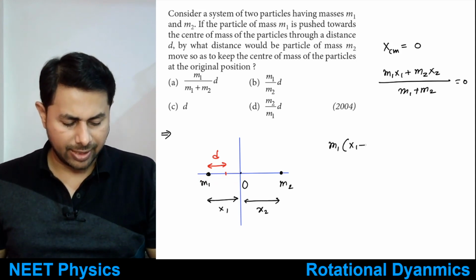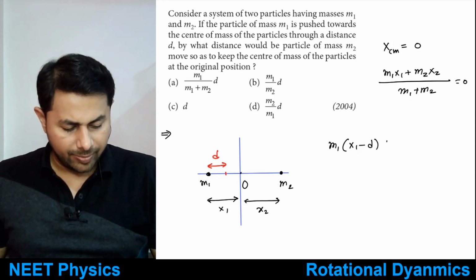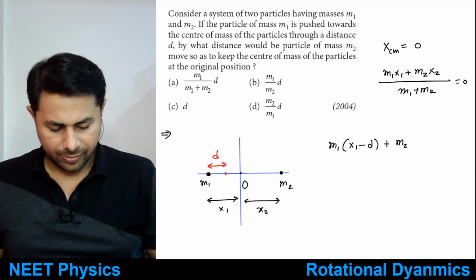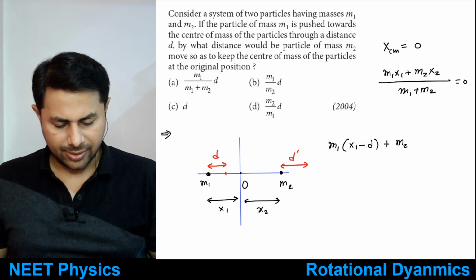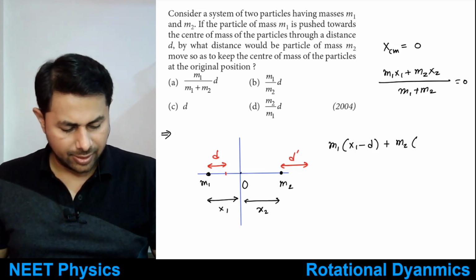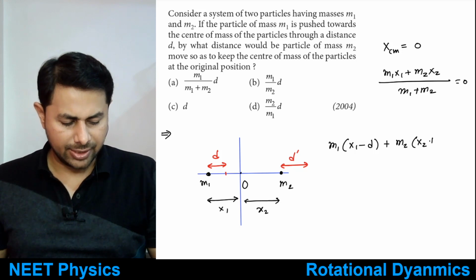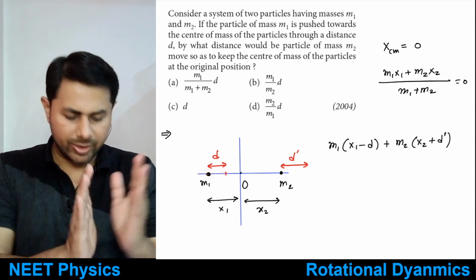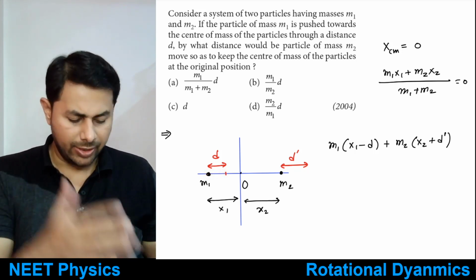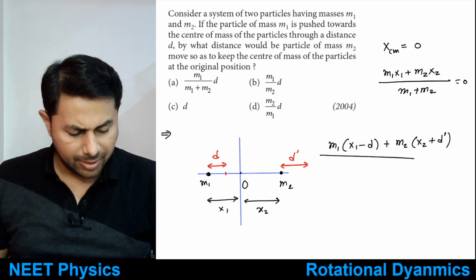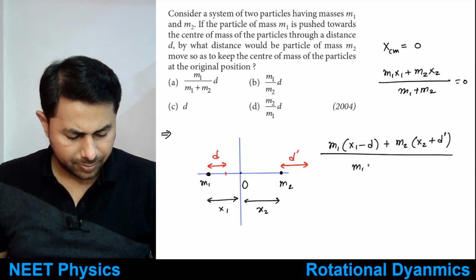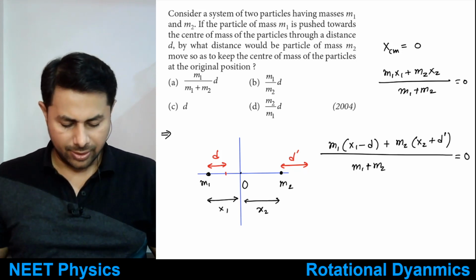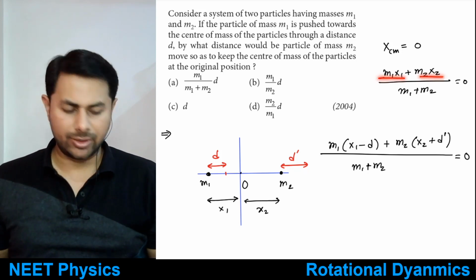So m1 times (x1 minus d), plus m2, let's suppose you are moving m2 by d dash, so m2 times (x2 plus d dash), because the distance of the first particle will decrease and the distance of the second particle will increase, divided by m1 plus m2. You want to keep it at the same position, so you can say it's equal to 0. And then you have m1 x1 plus m2 x2 equal to 0.